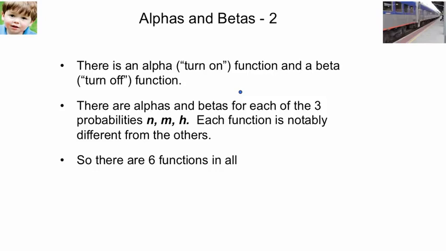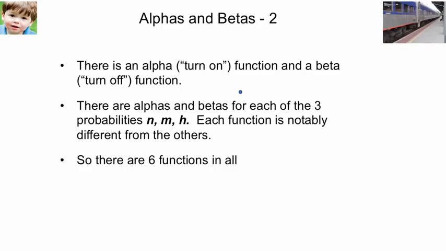There is an alpha and beta for each of the three probabilities N, M, and H. The fact that there is an alpha and beta for each of them leads people to think in their minds that these actual functions are probably pretty similar. Well, that's just not true at all. They're notably different, one from the other. Even when the expression looks somewhat similar, they really are quite different functions. That is to say, the values of the function at different values of VM change quite remarkably from one alpha to another alpha to another alpha.